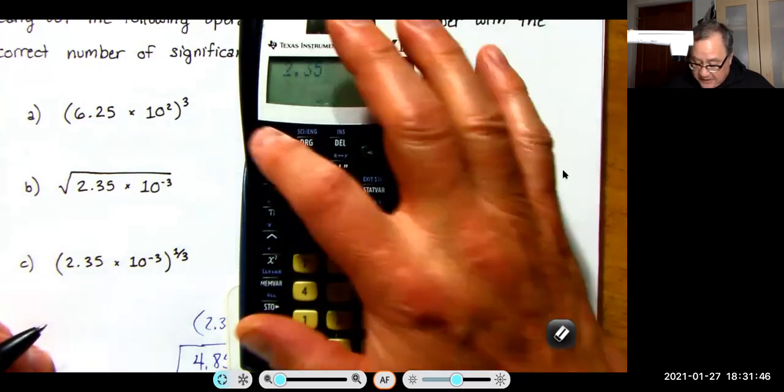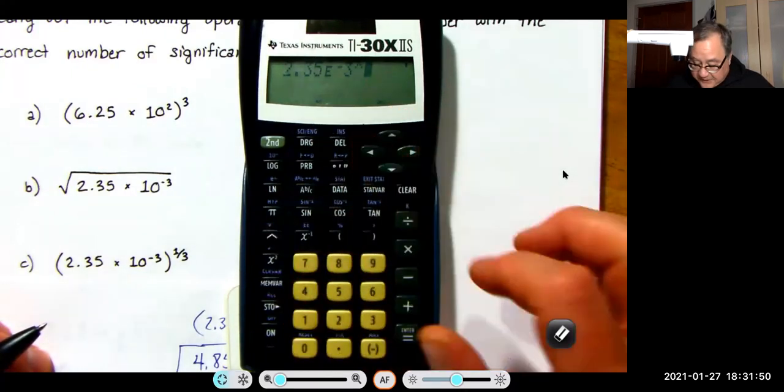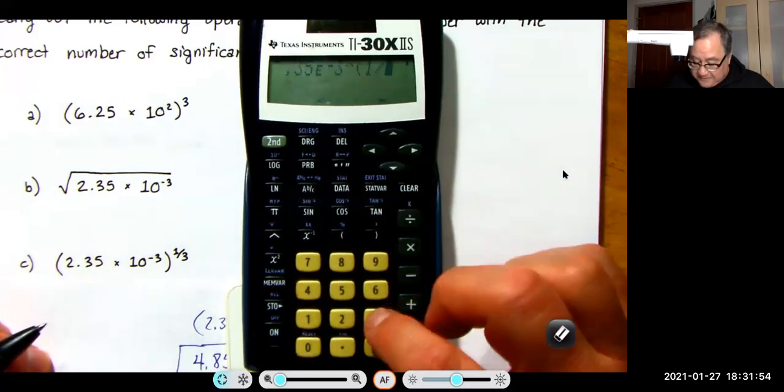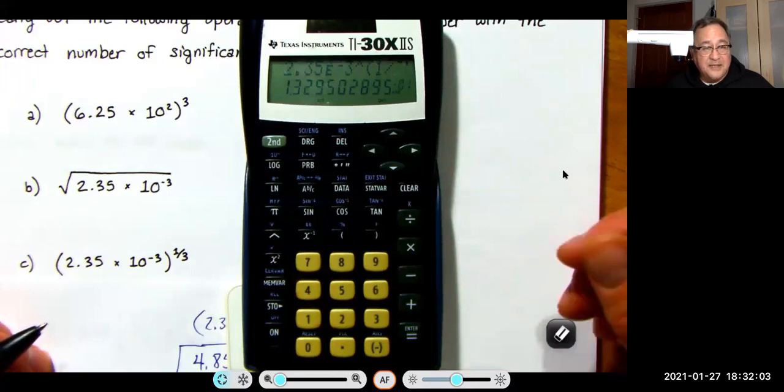2.35 second EE negative 3. And I'm going to raise it to the parentheses 1 divided by 3. And we get 1.3 times 10 to the minus 1. So this is what we expect.